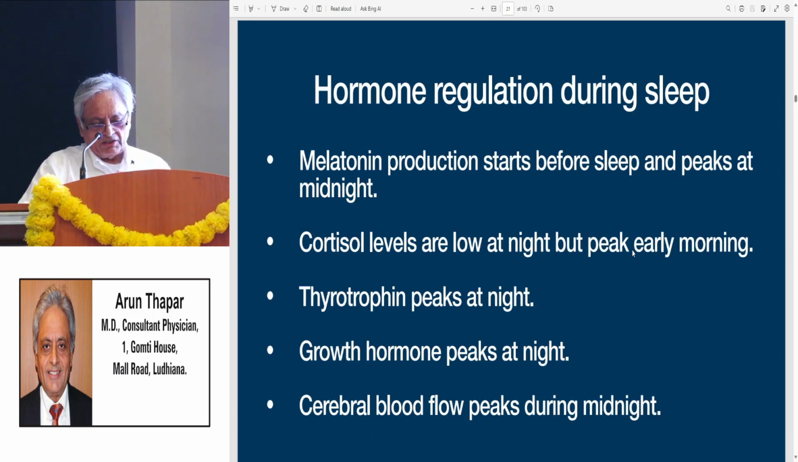Now, for hormone regulation during sleep, it's melatonin whose production starts well before we start sleeping, and the peak is at midnight, and after midnight it starts falling. Cortisol levels are low at night when we start sleeping, but they peak early in the morning. Normal time is 4 to 5 a.m. in the morning. Thyrotropin also peaks at night. Growth hormone also peaks at night. And the cerebral blood flow peaks during the midnight.